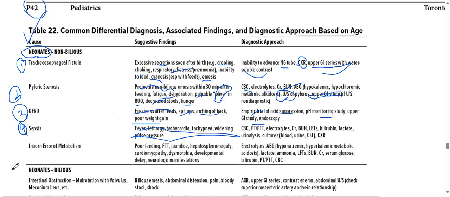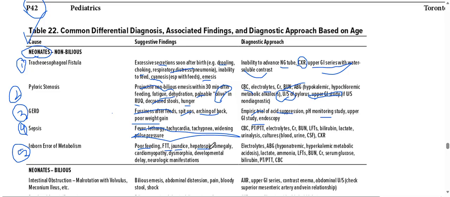Inborn error of metabolism. One more thing causing vomiting can be inborn error of metabolism. Poor feeding will be there. The child will especially show poor feeding, failure to thrive, jaundice. The child will show liver and spleen enlargement. I wanted to show you guys that the liver and spleen get enlarged because of inborn errors of metabolism, right?